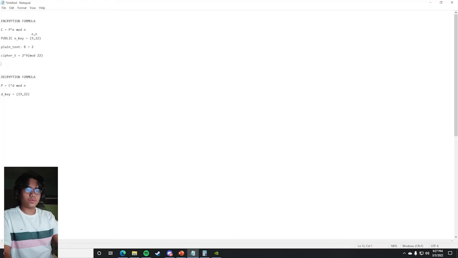This gives us a ciphertext, a cipher number, of 6, and this 6 is equal to F. So how did I come up with F? F and B are technically the position in the alphabet where these letters lie. So B being 2 and F being 6. Now to decrypt this, one has to have the private key, which is D. So this is private, and to denote, this is D and this is N.